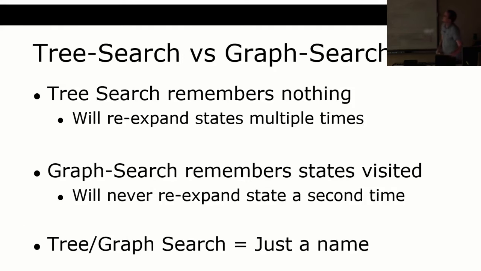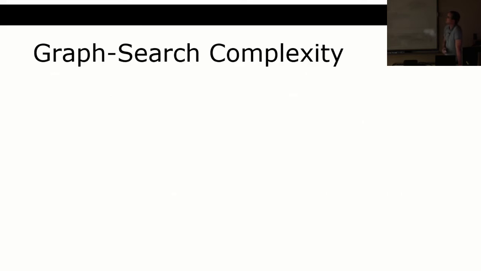So tree search remembers nothing. It will re-expand states multiple times. That is bad. Graph search remembers the states that you visited and will never re-expand a node that has the same state as one we've expanded before. And so again, just to drive it home, tree and graph search, just to name, one has a closed list, one doesn't. That's the important part.